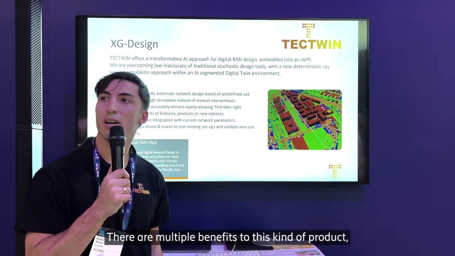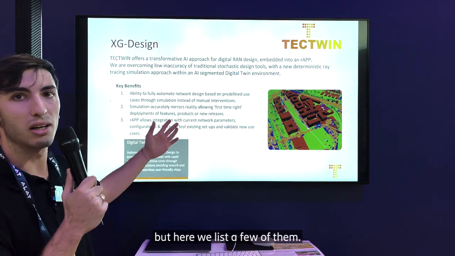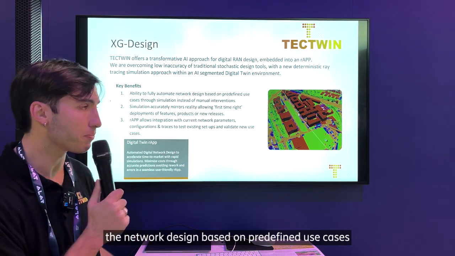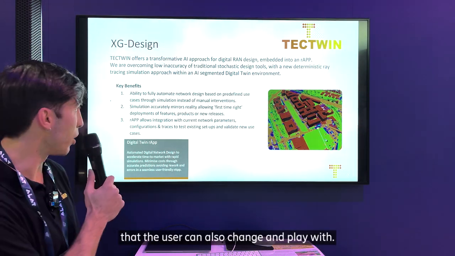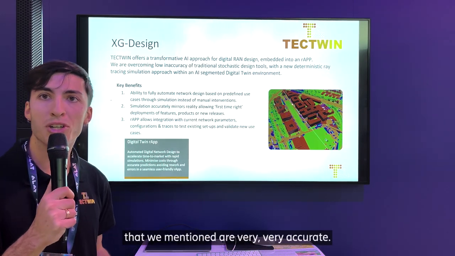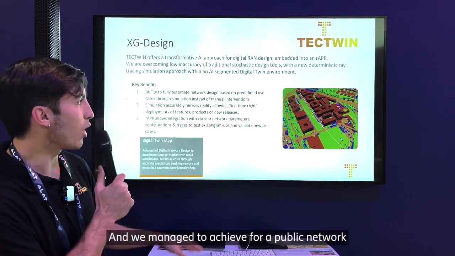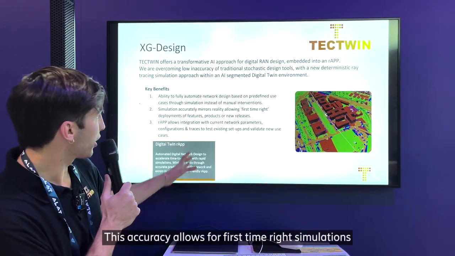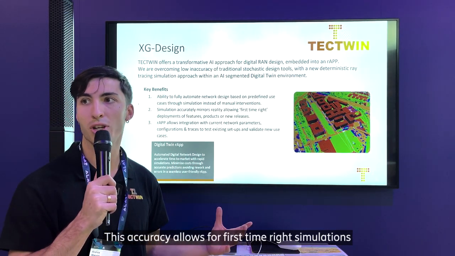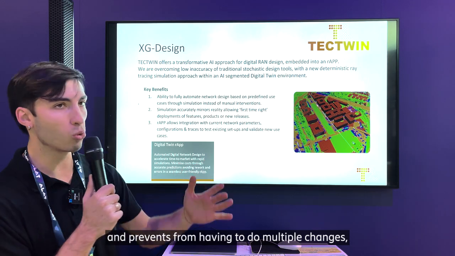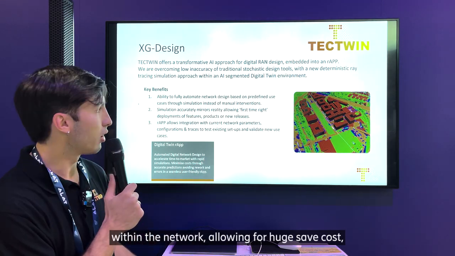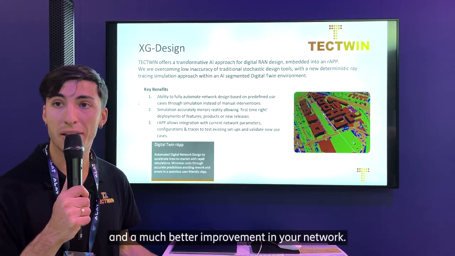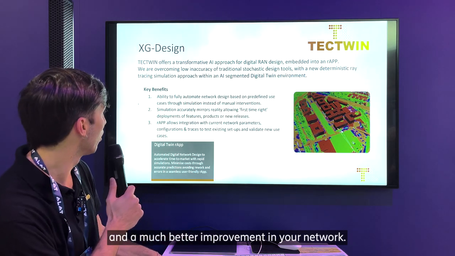There are multiple benefits to this kind of product, but here we list a few of them. For example, we're able to automate the network design based on predefined use cases that the user can also change and play with. These simulations that we mentioned are very, very accurate, and we managed to achieve, for a public network and different private networks, less than 1 dB of accuracy. This accuracy allows for first-time right simulations and prevents having to do multiple changes within the network, allowing for huge cost savings and a much better improvement in your network.